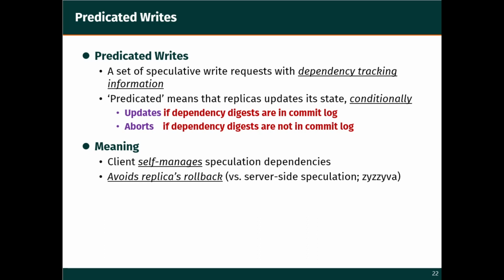The meaning of this predicate write has two folds. First, it enables a client to self-manage speculation dependencies, and second, it can make replicas avoid rollback under speculation failure because the replicas can simply determine speculation correctness based on committed responses as well as the dependency digest information in a predicate write that is provided by the client.